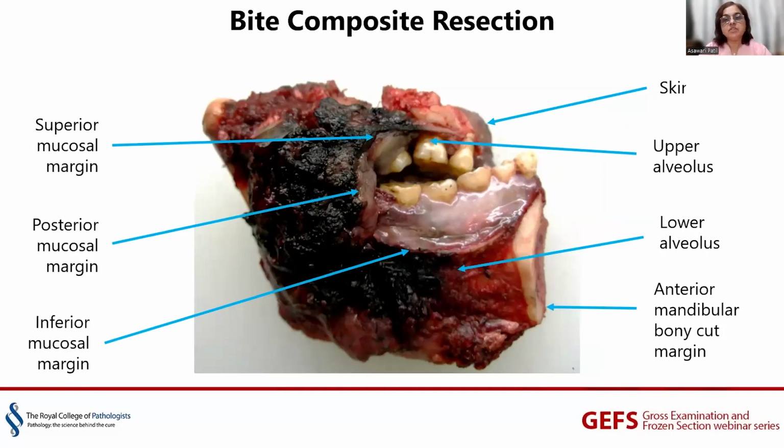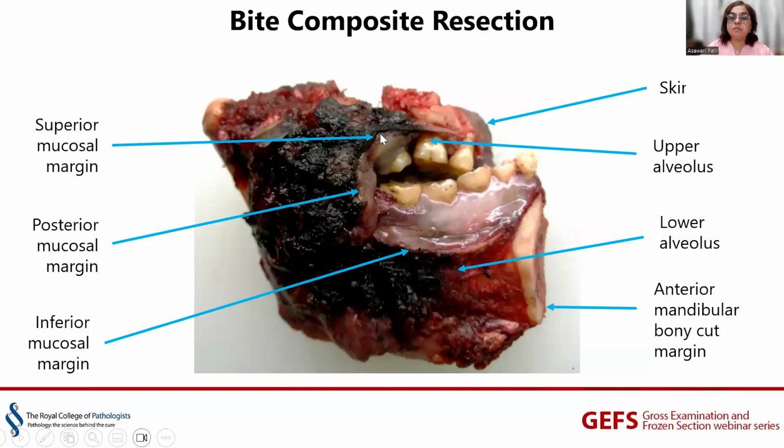Now this is a bite composite resection. We can't see the tumor here, but at least we can see all of the margins. Okay. So you can see this is again a medial view of the bite composite resection. There is a little bit of skin on the lateral side. This is the lower alveolus. This is the upper alveolus. The margins are inked. Now you can see that the anterior mandibular cut margin is there.